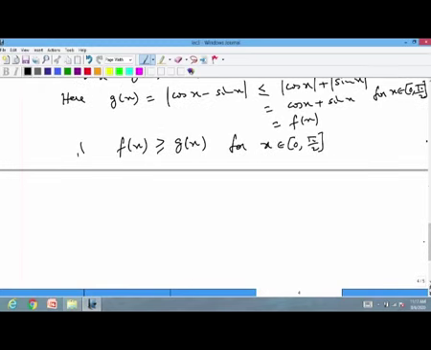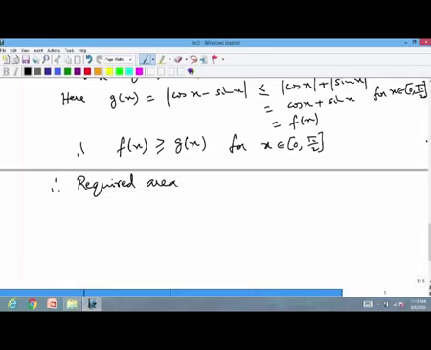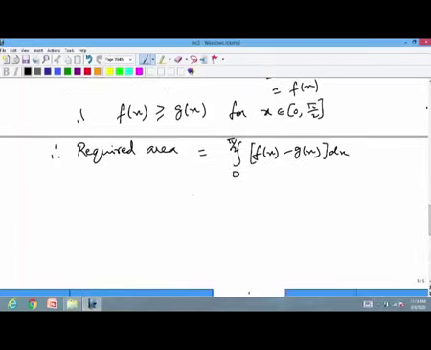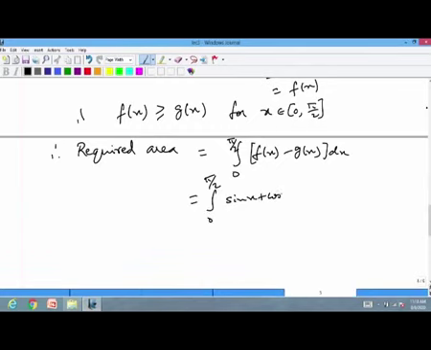So, therefore, the required area is equal to the integral of f x minus g x dx from 0 to pi by 2. So, this is equal to the integral 0 to pi by 2 of f x, which is sin x plus cos x, minus g x, which is mod cos x minus sin x, dx.